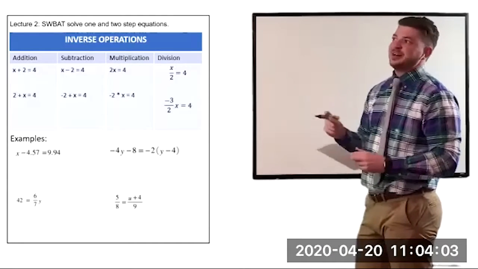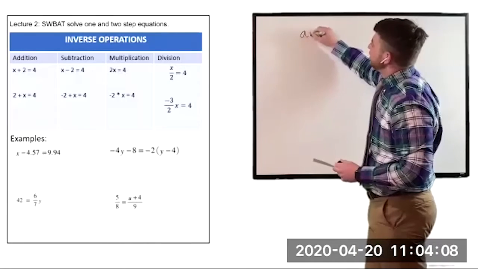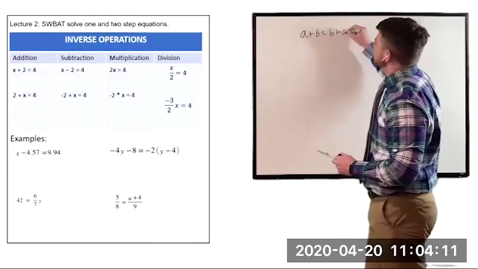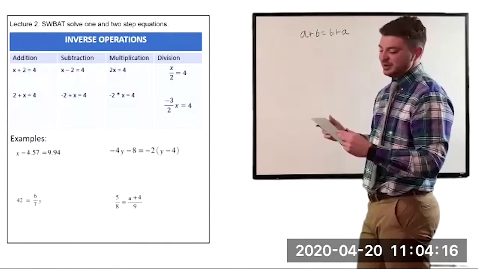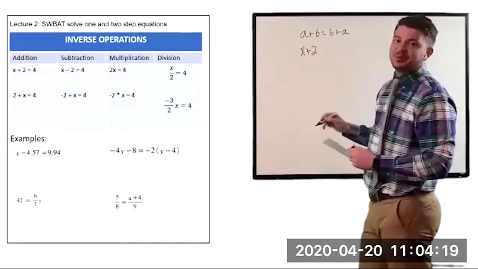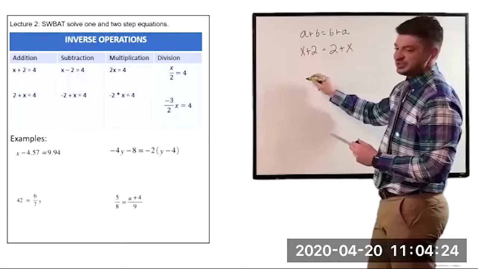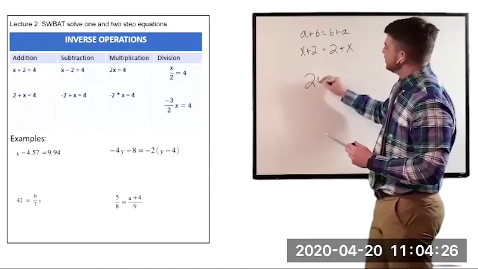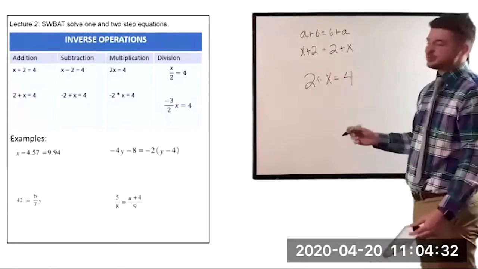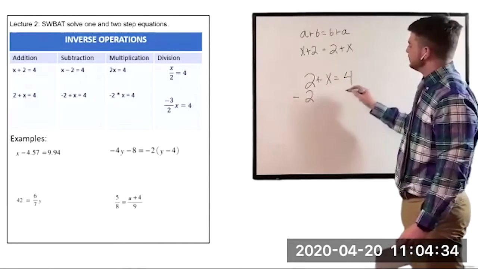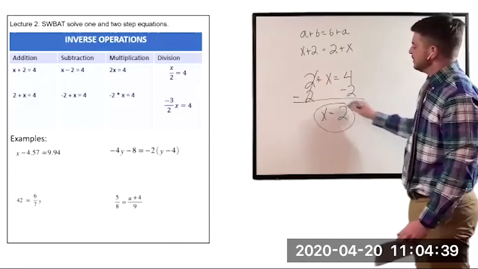Now, I want you to understand that this is the same exact problem. And remember, we have the commutative property, which says that a plus b equals b plus a. Remember that from last week? Again, we're building up here. So if we had x plus 2, that's the same thing as 2 plus x. So for the equation 2 plus x equals 4, it's the same exact thing as x plus 2 equals 4. We still have to subtract 2 from both sides, and you get x equals 2.